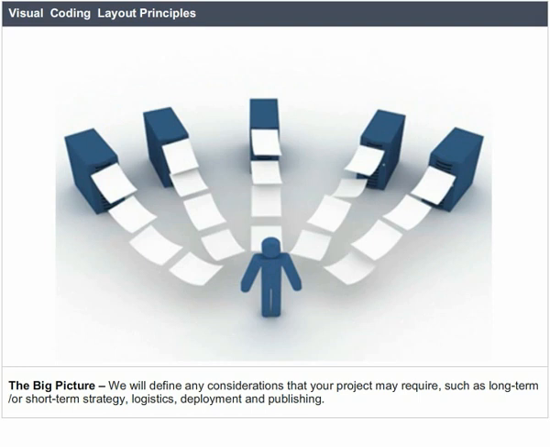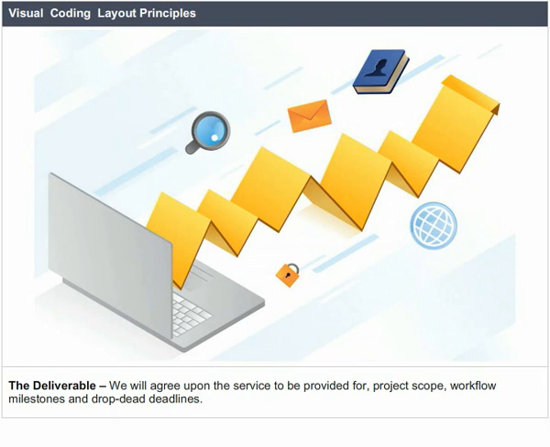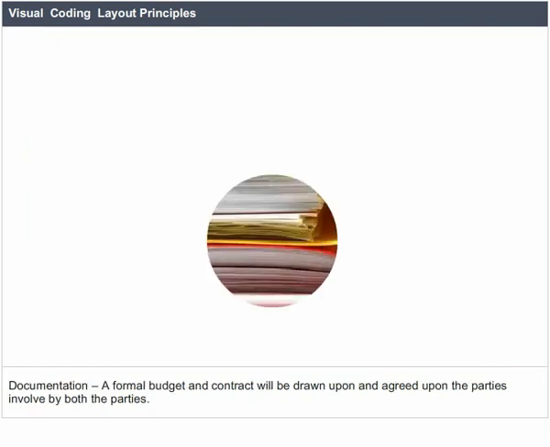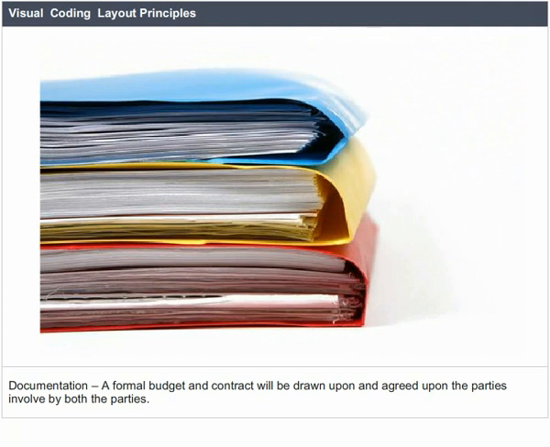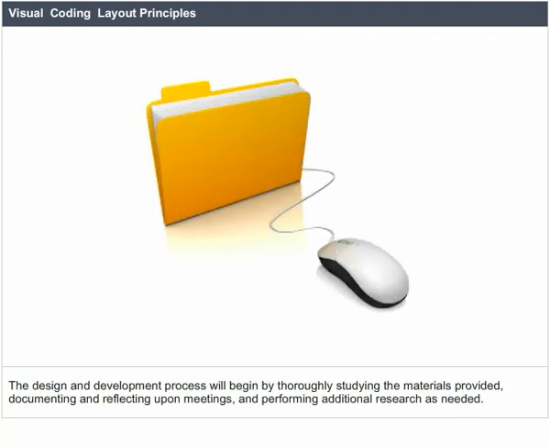We will agree upon the service to be provided, project scope, workflow milestones, and drop-dead deadlines. Documentation. A formal budget and contract will be drawn up and agreed upon by both the parties involved. The design and development process will begin by thoroughly studying the materials provided, documenting and reflecting upon meetings, and performing additional research as needed.